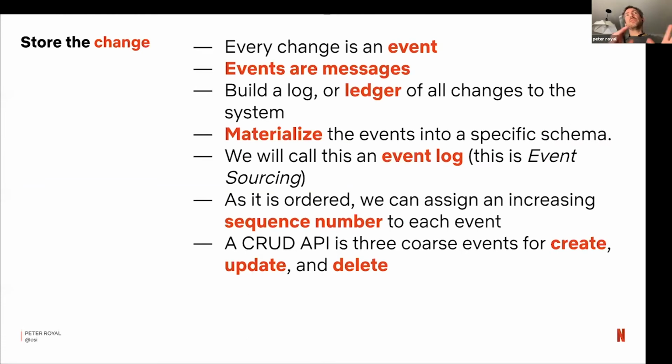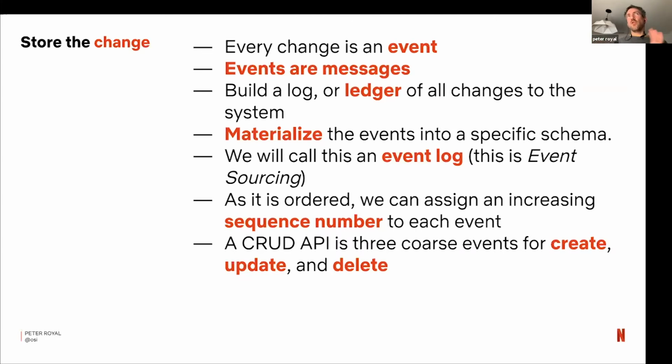This lets the change be a message, lets the change be an event. So if we store the change, we can then just keep track of all the changes over time in a log or a ledger. And we'll materialize those into a specific schema when it comes time to read. This is event sourcing. We're gonna keep track of what happened, and then we can use that to build up a view at any one specific point in time.